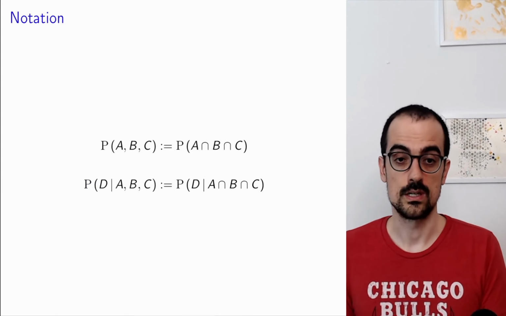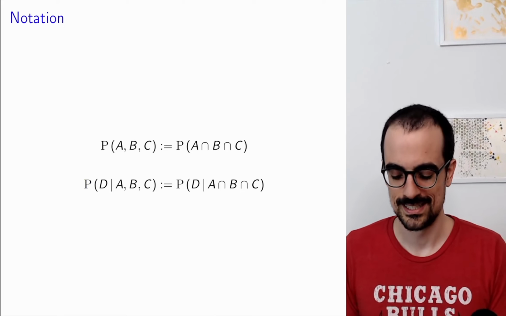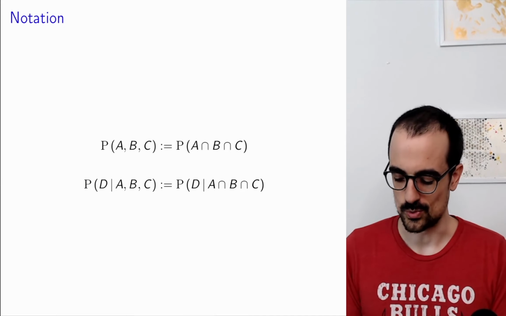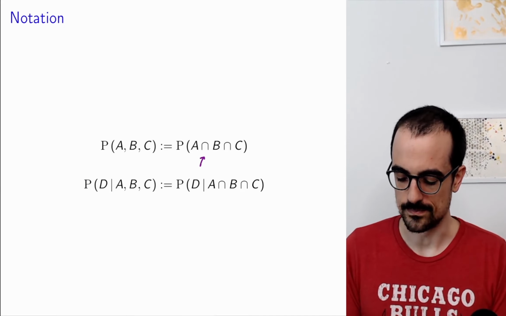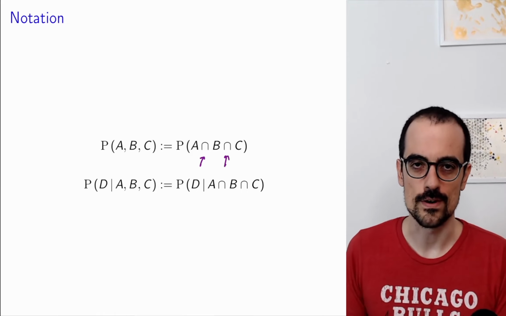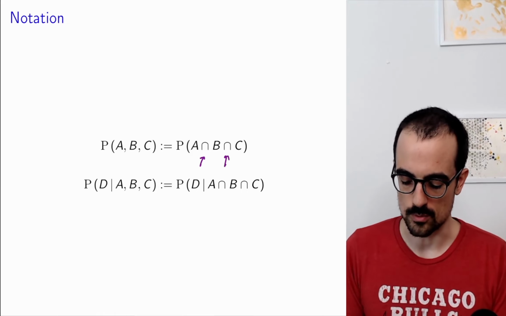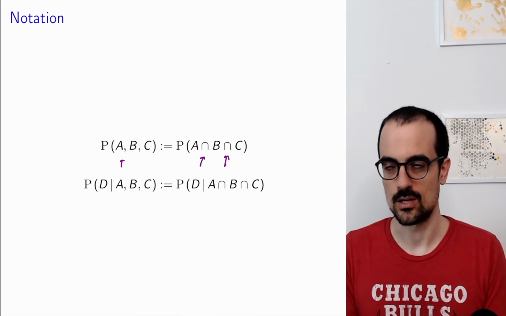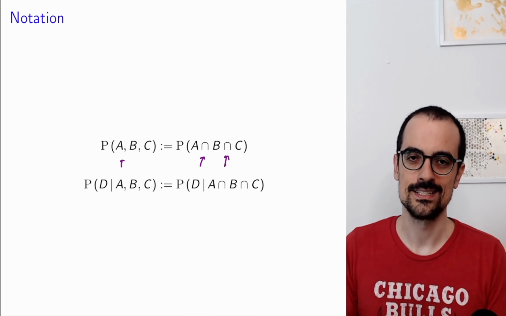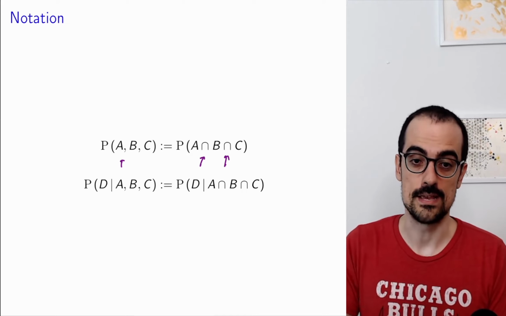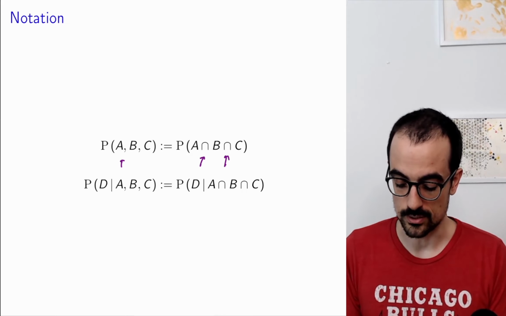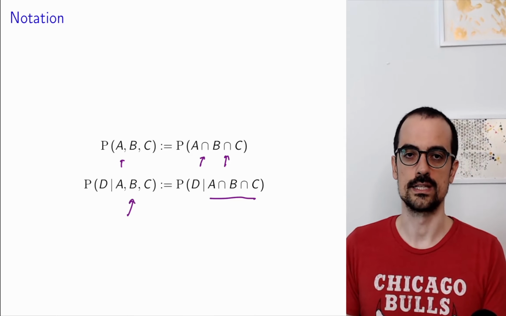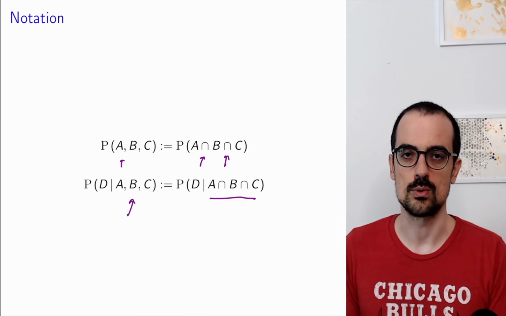Okay, very good. A note on notation: because it's very cumbersome to write these intersection symbols all over the place, we often just replace them by a comma. So if you see the probability of A, B, C, that means the probability of the intersection of A, B, and C. And the same when we condition. This means that we're conditioning on the intersection of those events. All right, again, just to alleviate notation.